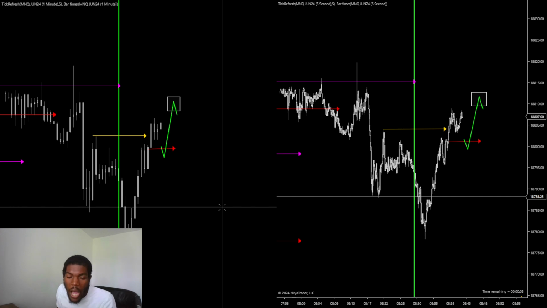Now, yes, how I enter is also a factor in how I keep my win rate high, but that's the last thing though. In order to get there, I must see the market correctly, from a correct perspective, and it's literally just the whole process I just showed you right here.